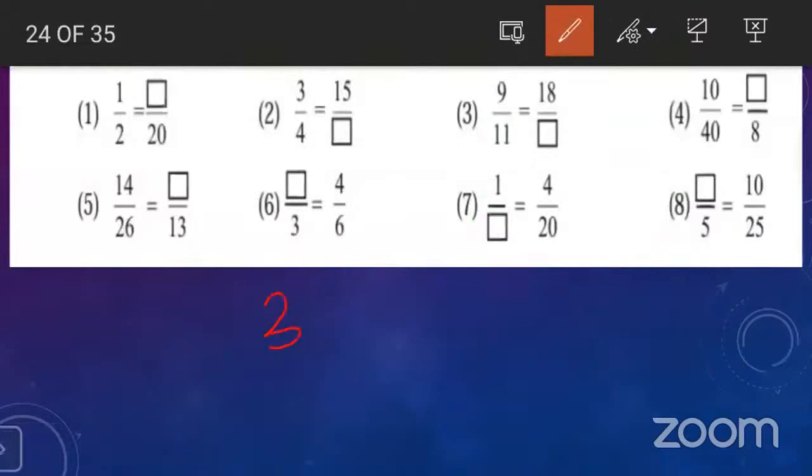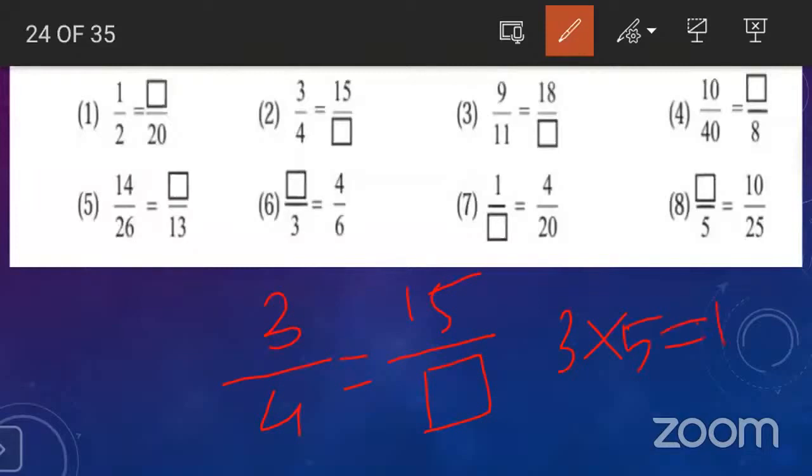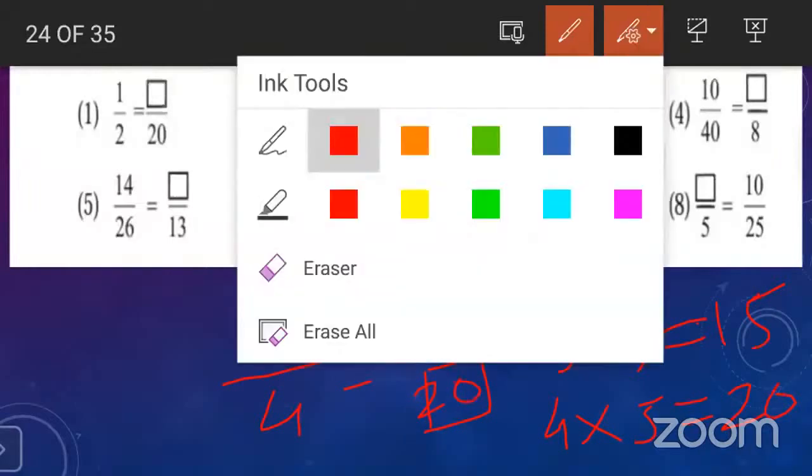3 upon 4 is equal to 15 upon, we have to find the denominator. Look at here. Which number do I have to use to multiply 3 so that I get the product 15? 5, correct. 5 threes are 15. Now the same number we have to use to multiply the 4 also. 4 fives are 20. Correct. So we have to write in the box 20. Understood? Yes. Next example now.